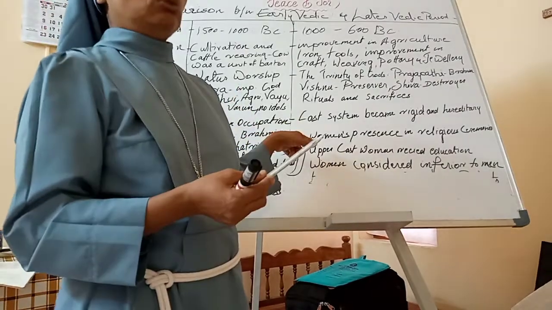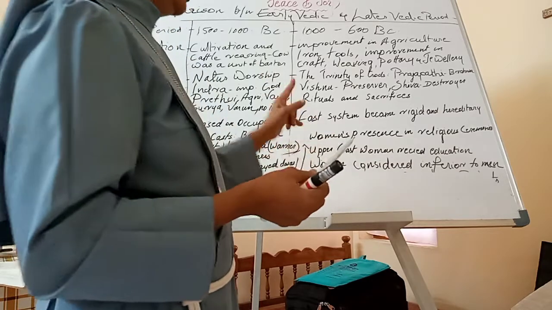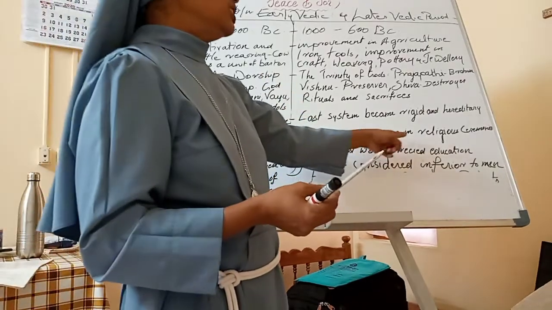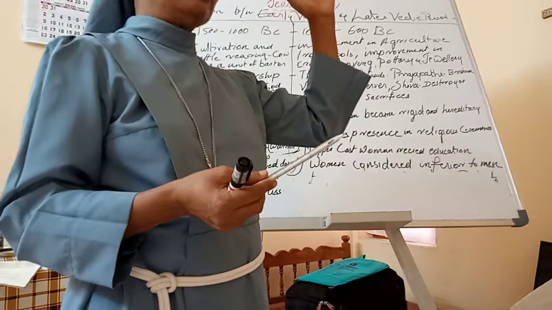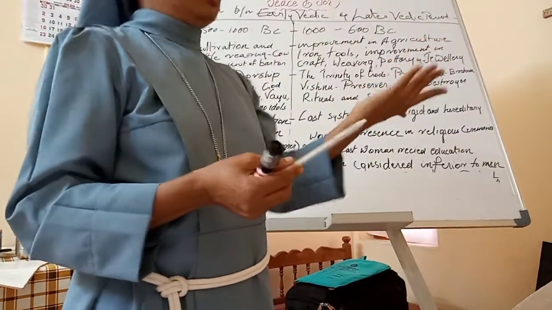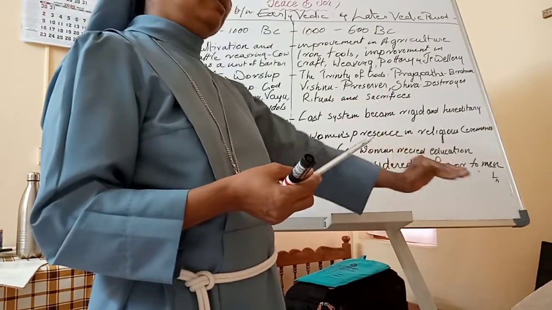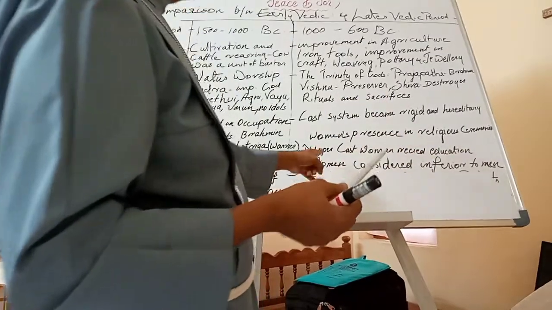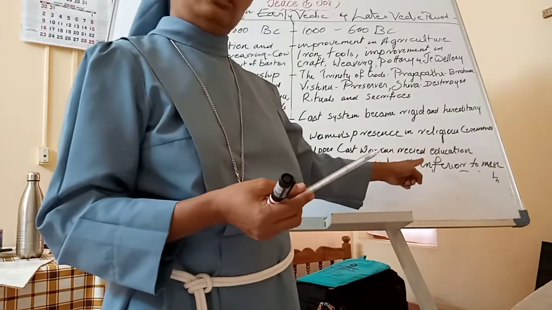But coming to 600, that means the later Vedic period, what happened? Women's presence in religious ceremonies was there. That also, upper class people, upper class women enjoyed more chances, and the lower caste women were somewhat neglected. And upper class women received the education.